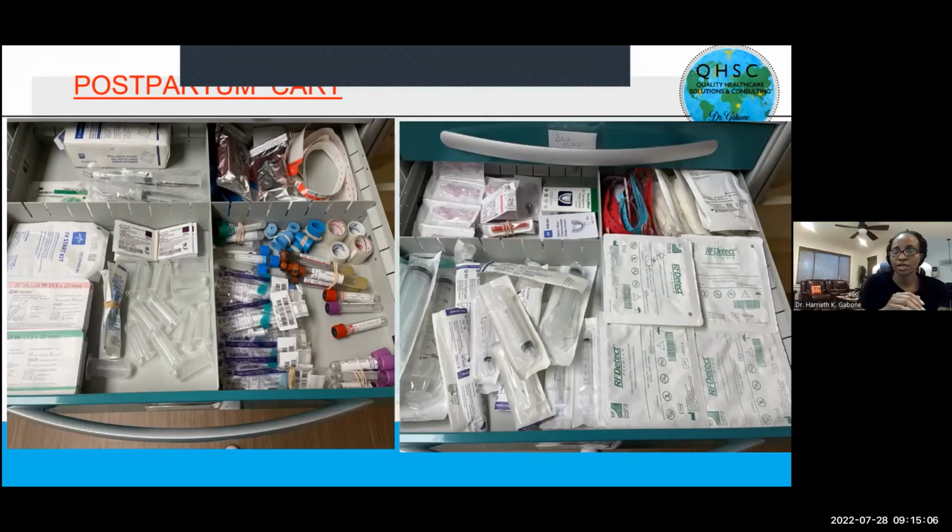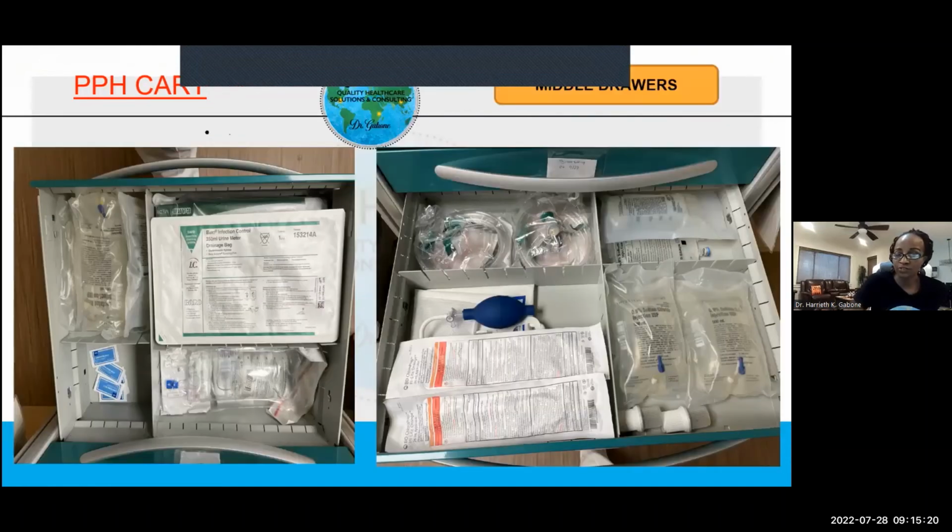So we need an IV, we need to draw labs. Everything is in there. You don't have to keep running back and forth. Just bring the cart in the room and take care of that patient. Everything is settled down like that. And then this needs to be checked with every shift to make sure everything is done. If somebody used the items from the previous postpartum hemorrhage event, then in between, somebody has to restock this and be able to save it for next time.